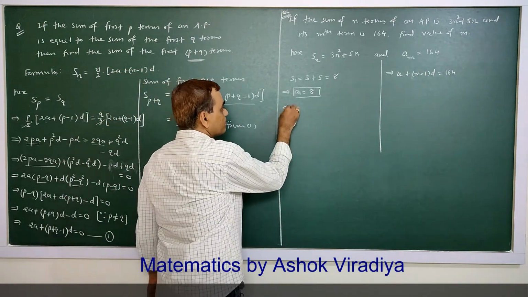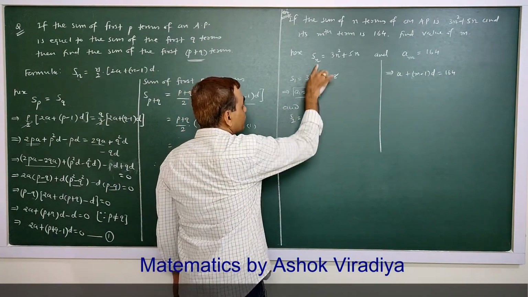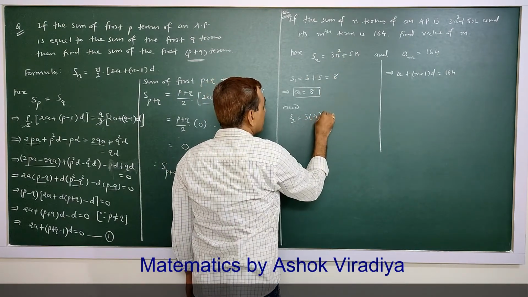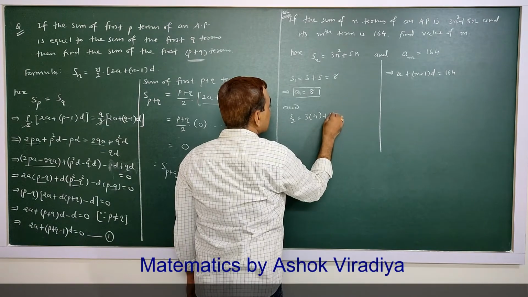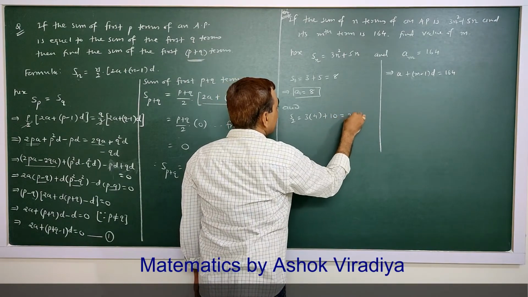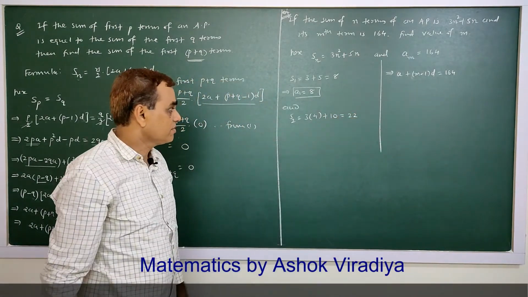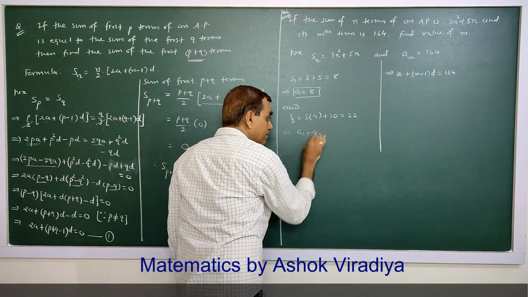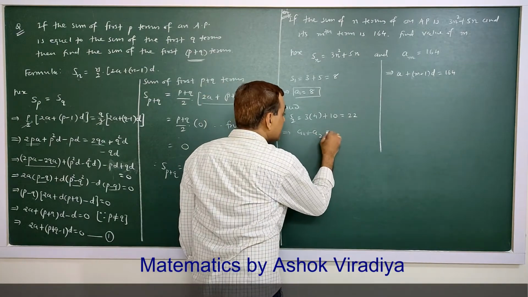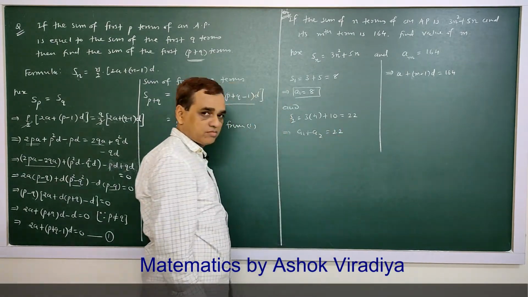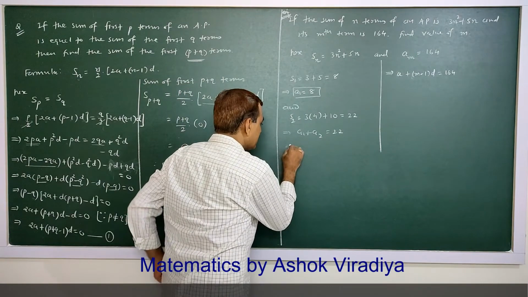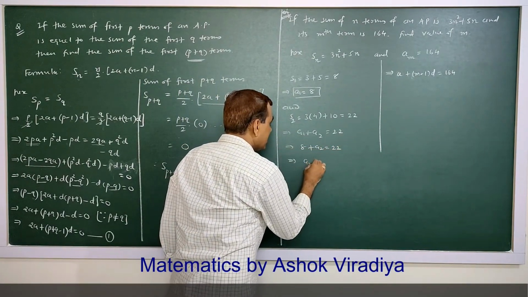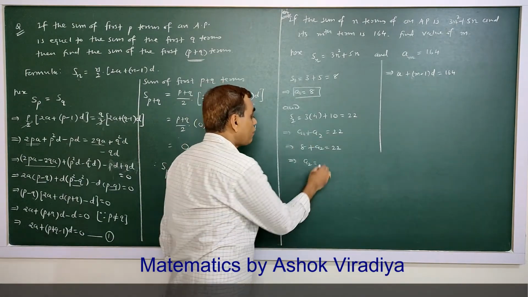Now S2. Putting here 2, so 3 into 2 square is 12 plus 5 into 2 is 10. So it is 22. S2 is 22. What is S2? It is the sum of the first two terms, A1 plus A2. A1 plus A2 is 22. Now A1 is 8, so 8 plus A2 is 22. So A2 is 22 minus 8, that is 14.